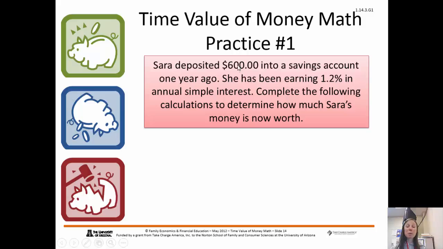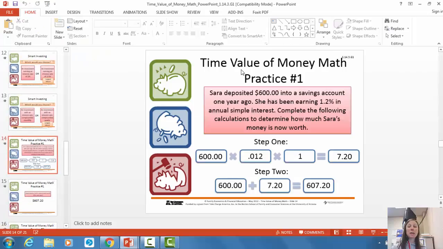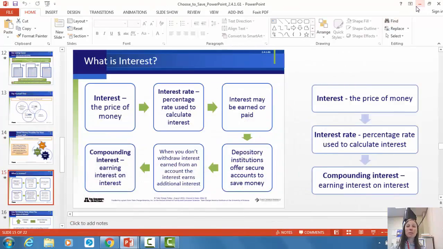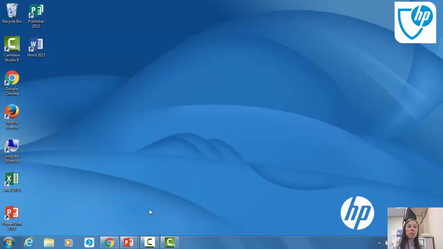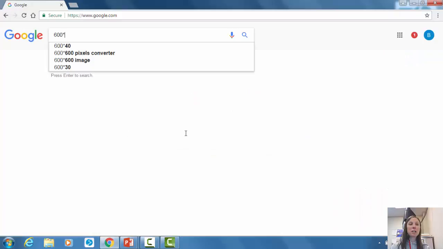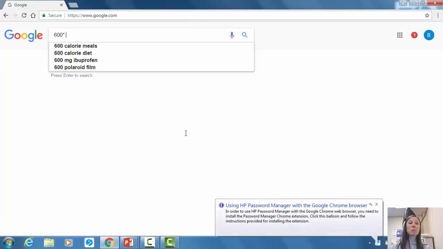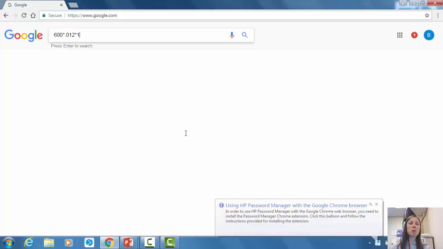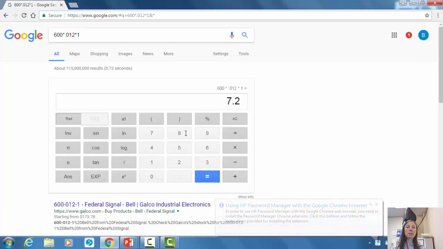So I have $600 as my principal, 1.2% is my rate, and I want 1 year, so I'm just going to be multiplying by 1. So I'm going to escape here. I'm going to pull up my Google, and I can do it right here. 600 times it was 1.2%, so 0.012 times 1. And that's going to give me $7.20 is how much interest I will have earned.